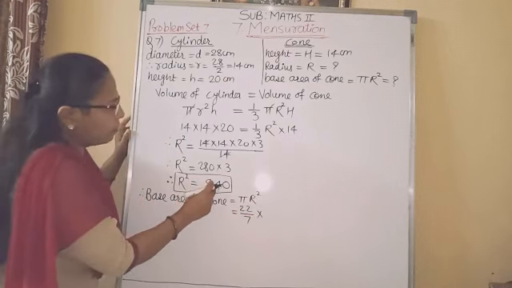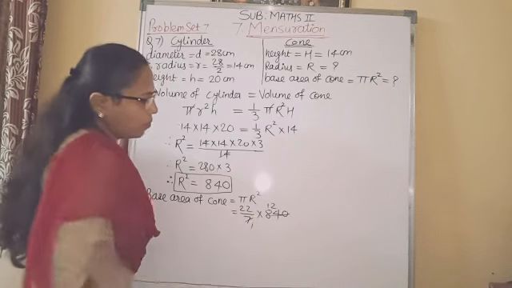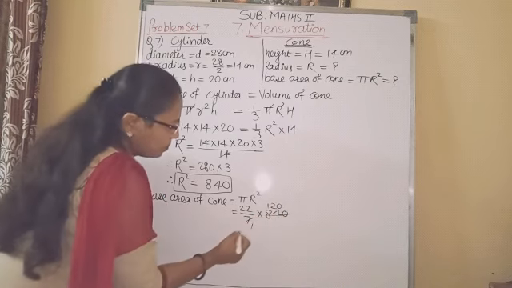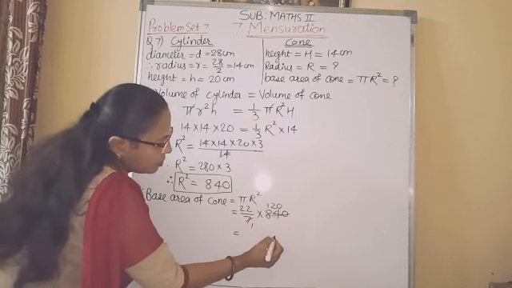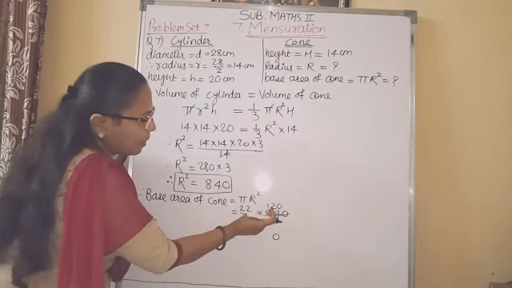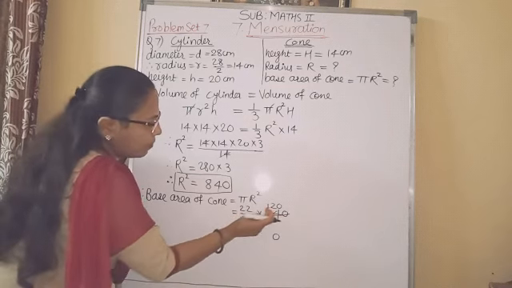7 ones are 7, 7 twos are 14, and this 0. Now multiply this. First write down this 0. Then multiply by 12. 12 twos are 24, carry 2. 12 twos are 24, 24 plus 2, 26. 2640 centimeter square. So this is the answer.